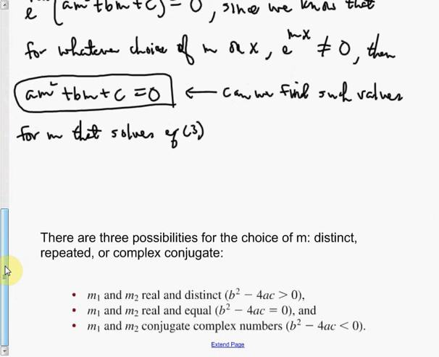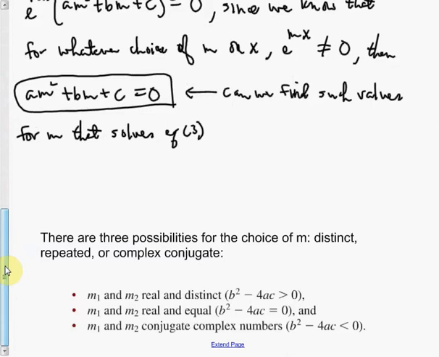Okay. There are 3 possibilities for the choice of m. Distinct means different, right? Repeated means you get the same value for m, or complex conjugates. If they're distinct and real, there's an m sub 1 and an m sub 2. They're different. That happens when the discriminant is positive. If the discriminant is positive, that simply means the graph of that quadratic function crosses the x-axis 2 times.